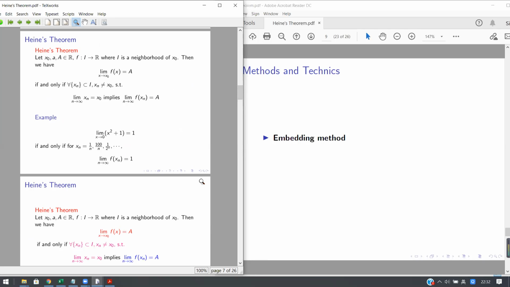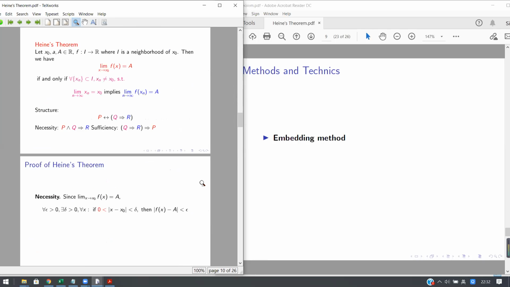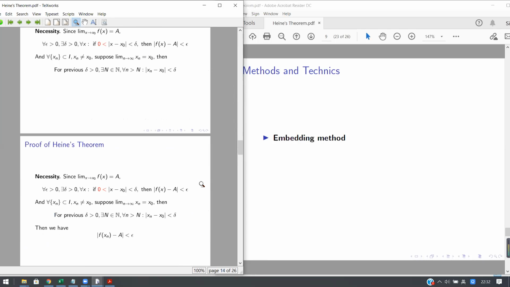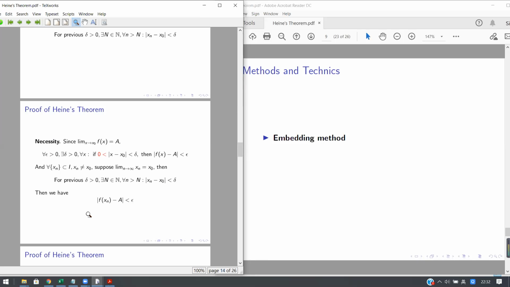Okay, firstly, what is the embedding method? This is the necessary part of our proof. Let's say we have an outer side limit, right? And an inside limit. We somehow embed the inside limit into the outside limit. By what? By this previous delta, positive.